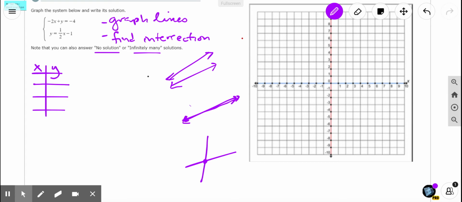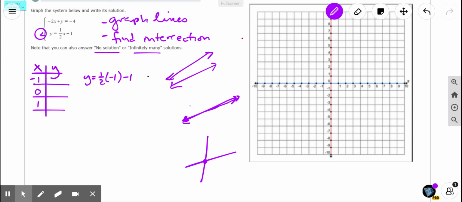So I'm going to do the second one first. y equals 1/2 x minus 1. So you just pick points. -1, 0, 1 are my personal favorite. And then you plug them in. y is equal to 1/2 times -1 minus 1.